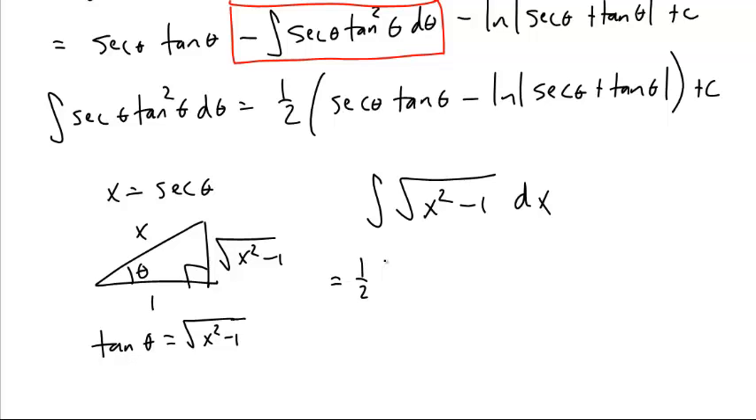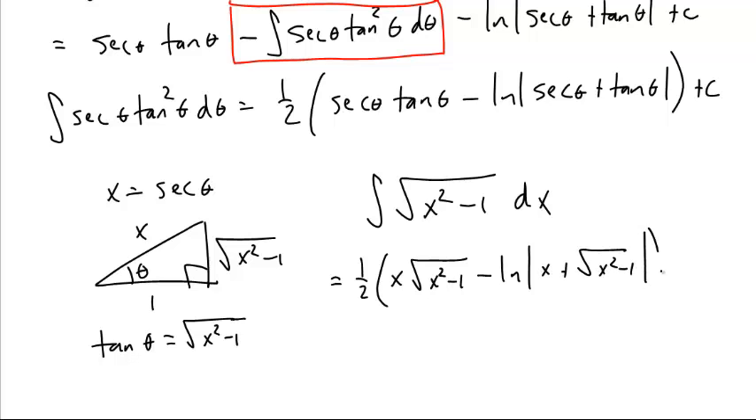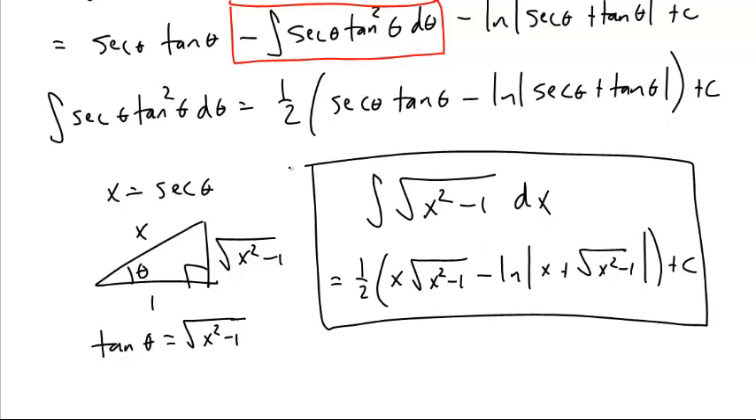It is 1/2. Secant of theta is just x. Tangent of theta is the square root of x squared minus 1, minus the natural log of the absolute value of x plus the square root of x squared minus 1, plus c. And if you want, you can take the derivative of that and see that it is the square root of x squared minus 1, but I believe it.